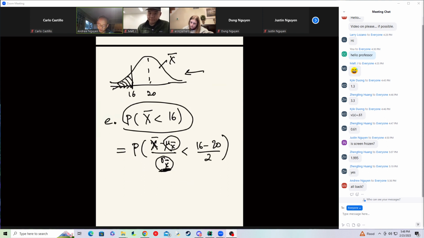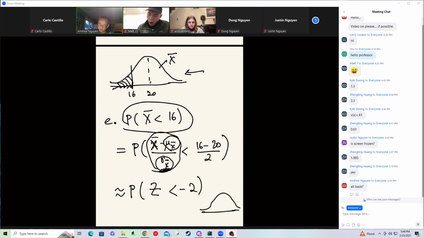The central limit theorem says that this ratio is approximately Z because I standardize X bar. X bar is approximately normal, so after standardizing, it's approximately standard normal. Right? 16 minus 20, that's minus 4, over 2. So minus 2. Yes. So now I'm looking at the Z curve, center 0 and negative 2. So I'm looking for this area.